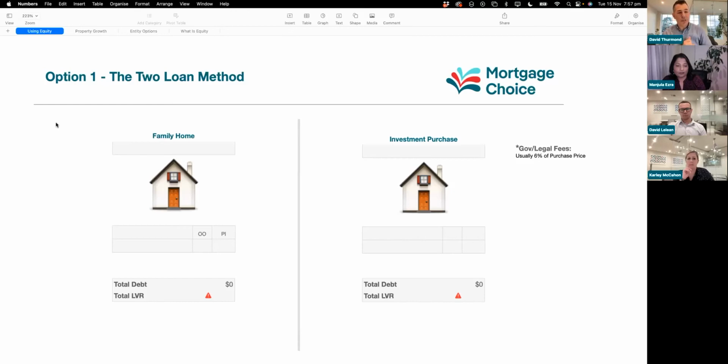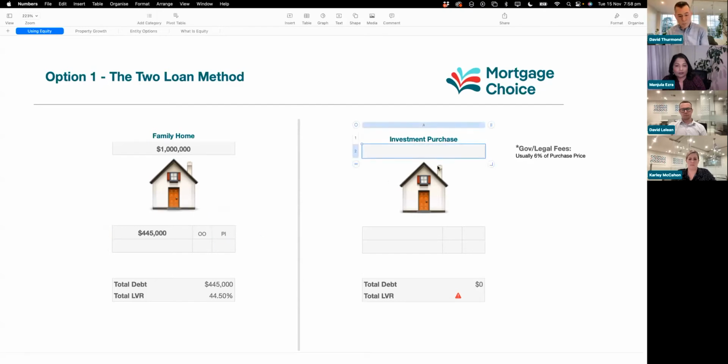There are two options when it comes to structuring the drawdown of equity, or the use of equity, to help purchase a property. The first one is the best option. It's the preferred option, so we'll talk about that one first. In our example, we've got a family home that's worth $1 million, and that family home has a loan of $445,000 secured against it. It's an owner-occupied loan on principal and interest repayments.